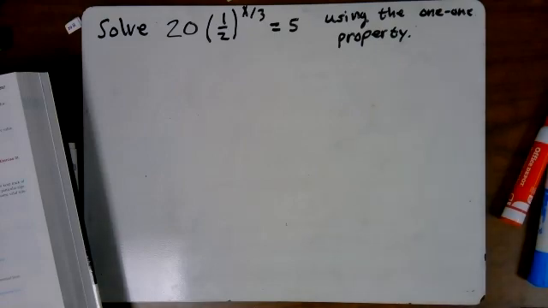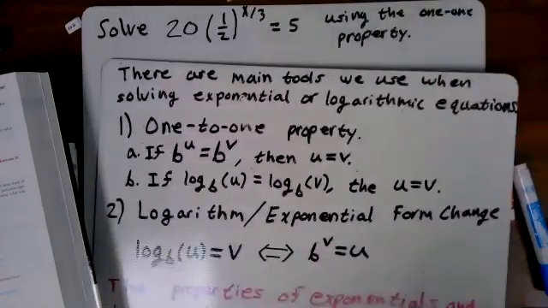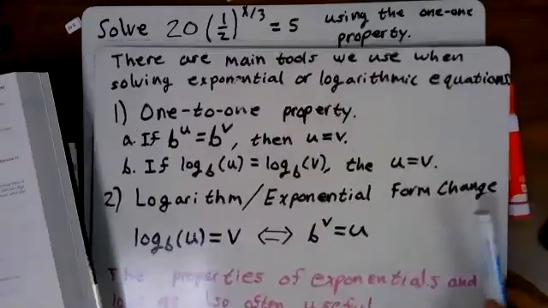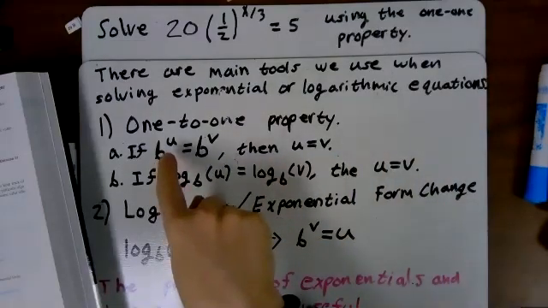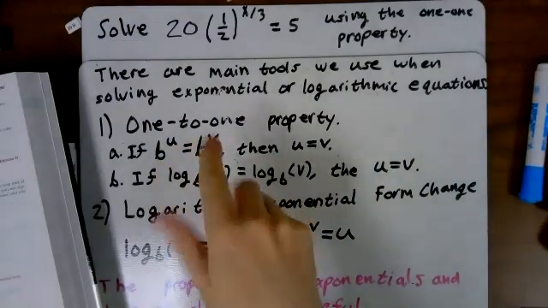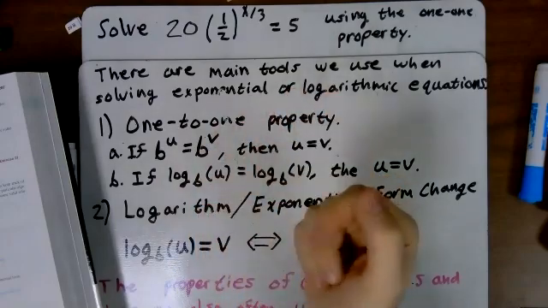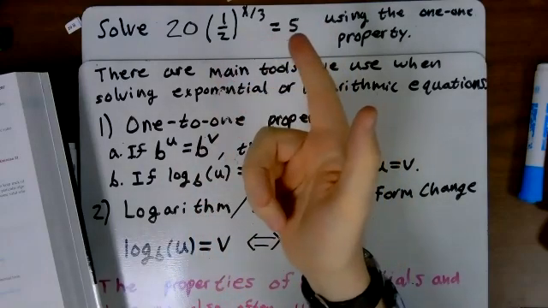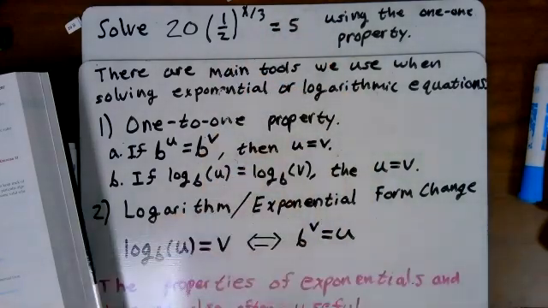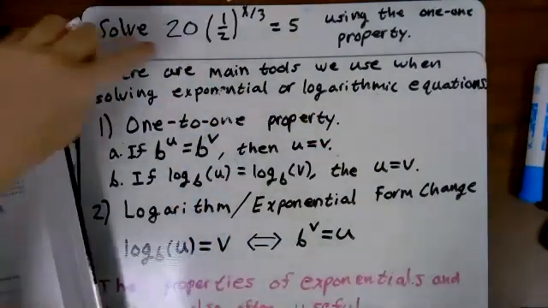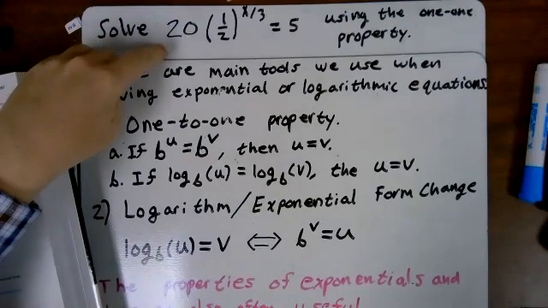Well, right away, we have a bit of a problem. The one-to-one property doesn't work. The one-to-one property only works when we have an exponential equals exponential of the same base. Cool. Problem? This right side is not an exponential of base 1/2. So that doesn't work. For that matter, the left side isn't really an exponential of base 1/2 either, because it has this 20 messing things up.